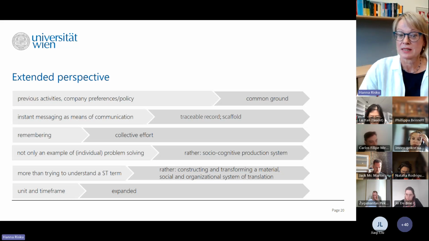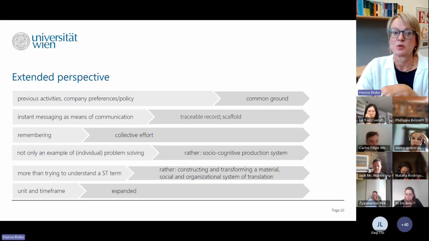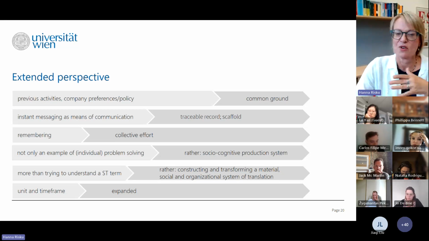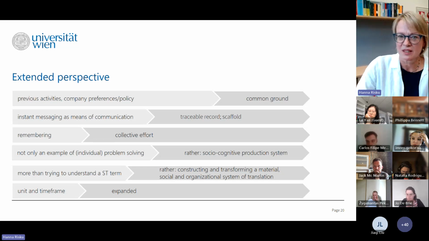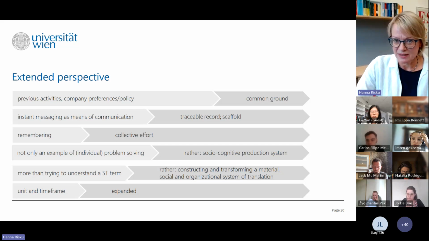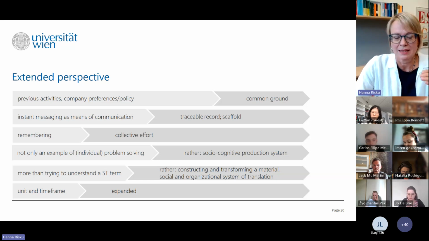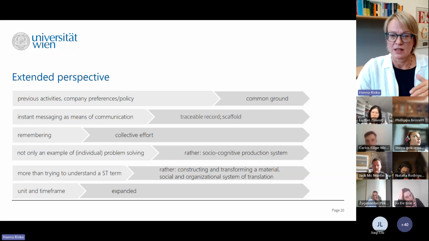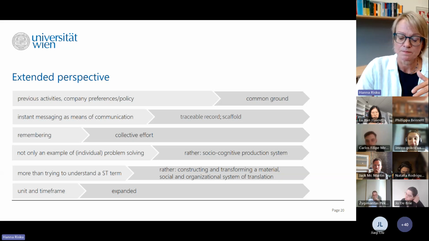And we do not only witness Elsa trying to solve a problem with Hugo's help, but we also unearth evidence of Hugo, Elsa, the source text, instant messaging, and so on. There's also these organizational practices and preferences acting as a socio-cognitive production system. There's much more going on than trying to understand a term. At the same time, they are kind of constructing and transforming the organizational system of translation.